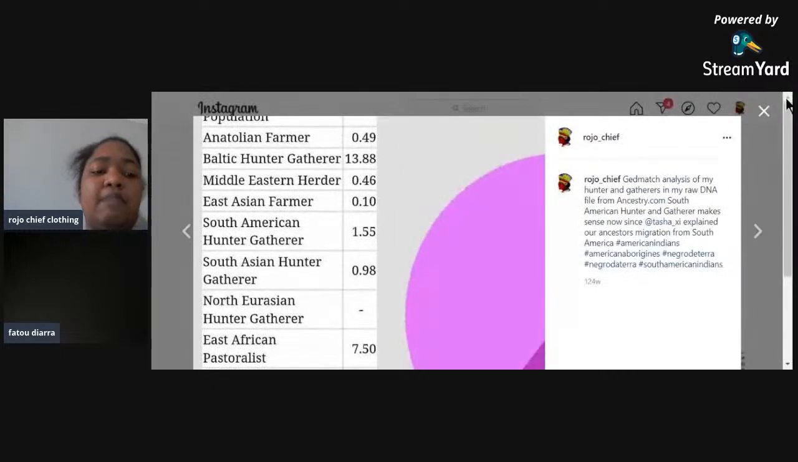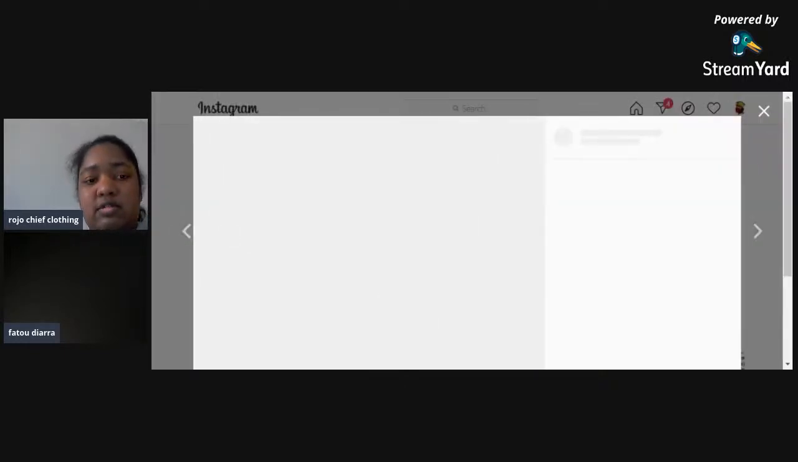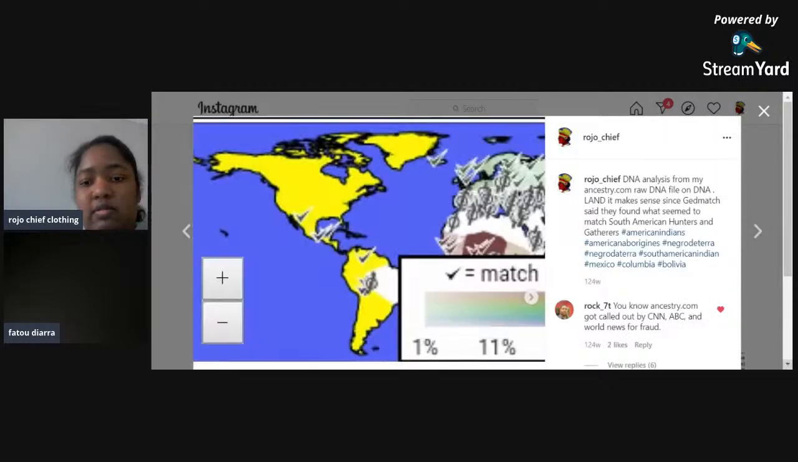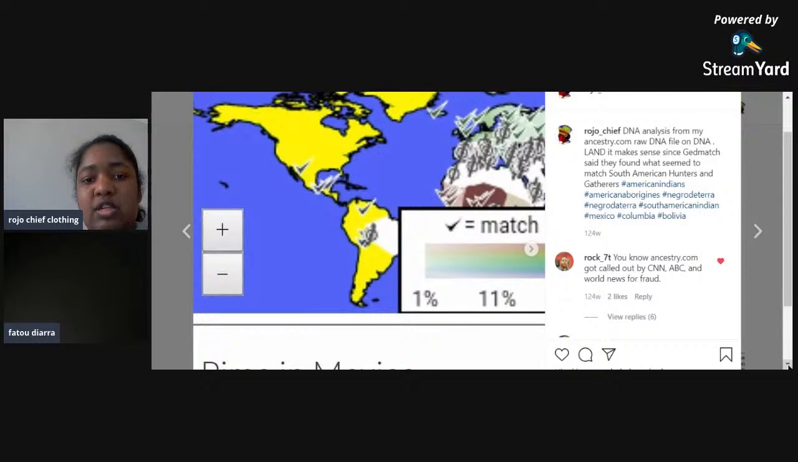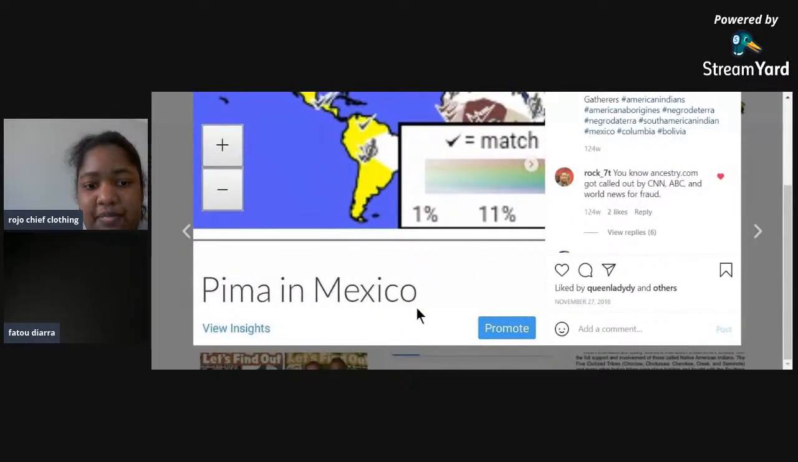Now the thing about the South American hunter gatherer is that it matches up with what I found at GEDmatch. Now I'm going to show you, audience. Okay, as you see right here, it has about three check marks in the Mexico region, and about three check marks in South America. So this one said the Pima in Mexico.